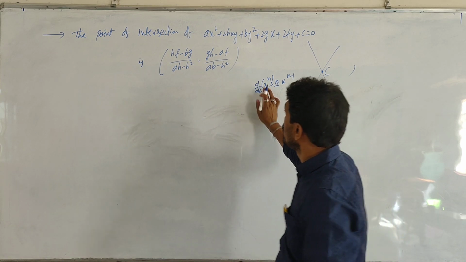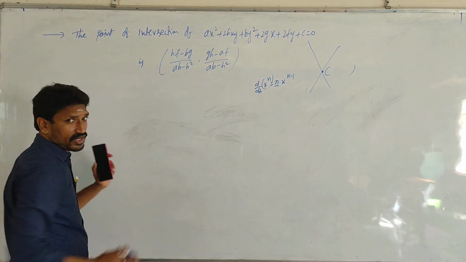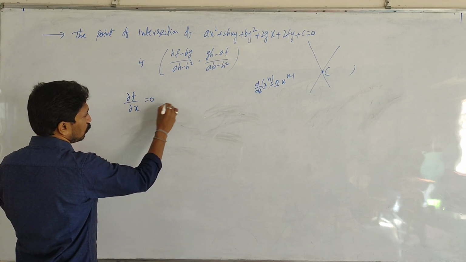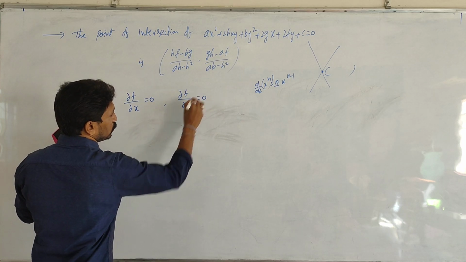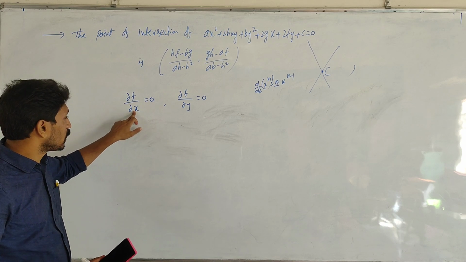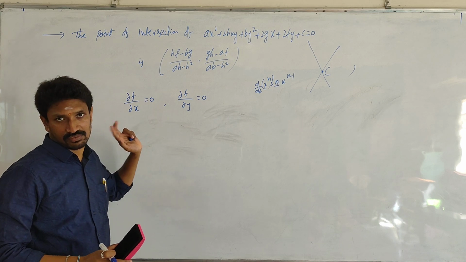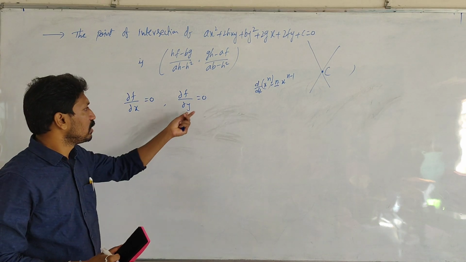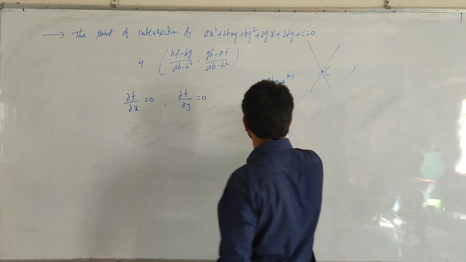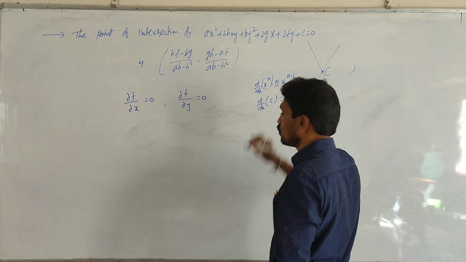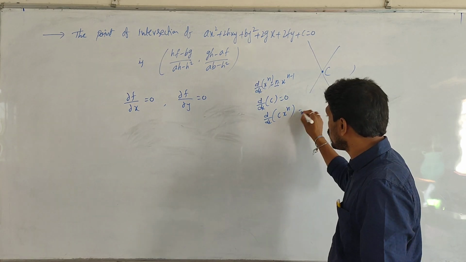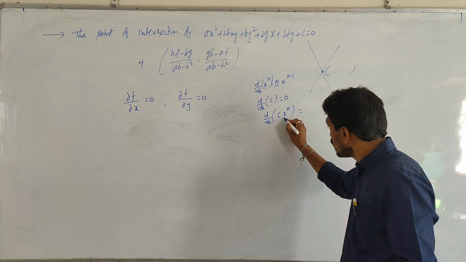If you remember this formula, then this point of intersection you get by using dou f by dou x is equal to 0 and dou f by dou y is equal to 0. Here, dou f by dou x is partial differentiation with respect to x, where all remaining terms are constants, only the x terms are variable. With respect to y, except y terms, all terms are constants. We know the differentiation of a constant is 0, but d by dx of some constant into x power n is not 0, because it is a multiplication and it is the variable term.